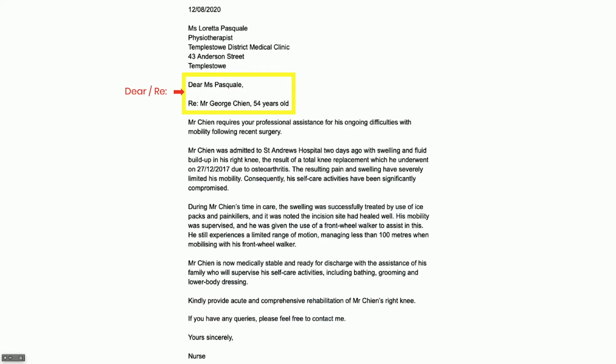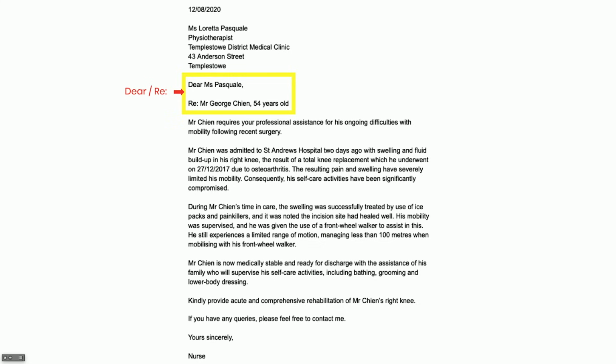So please don't spell the recipient's name wrong. Don't spell the hospital's name wrong. Make sure if it's got a capital letter in the task, you use a capital letter in the address in your letter. Cool? The next section is the dear and re. So dear, title, and family or surname. So I'm not saying dear Ms. Loretta, okay? I'm saying dear Ms. Pasquale. So I'm using her family name or her surname there. And the title, again, was taken directly from the task.